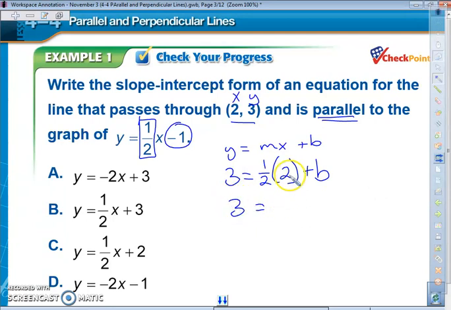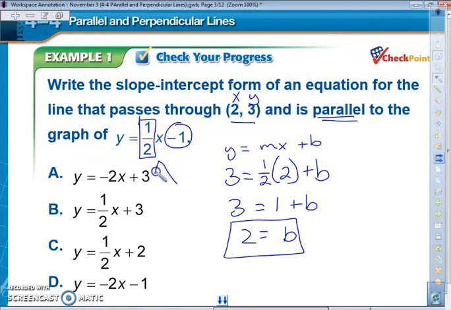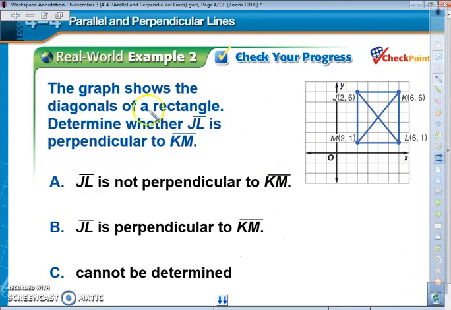3 equals, well, 2 times 1/2 is 1, plus B. B equals 2. So now I'm looking for something that has a B value of 2 and an M of 1/2. I look right here. It's not A. It's not B. It is C, 1/2 X plus 2. Can't be D either. All right, moving on.